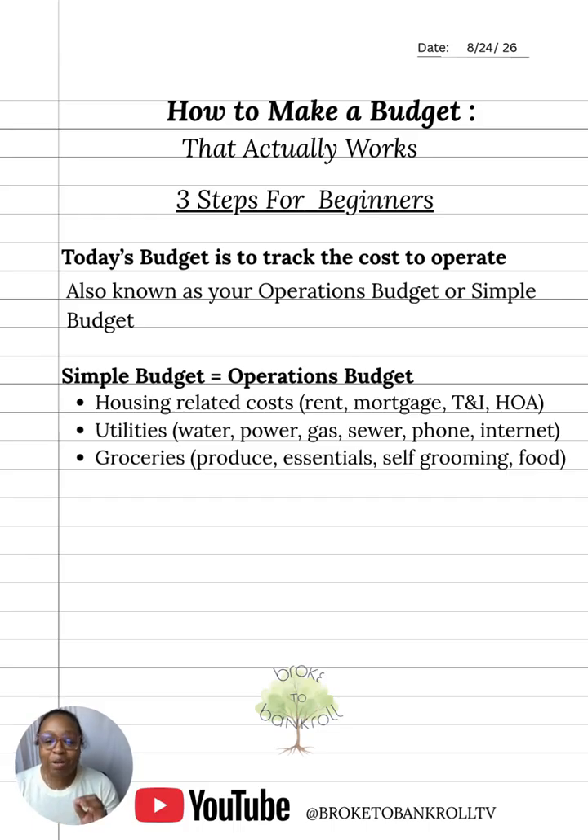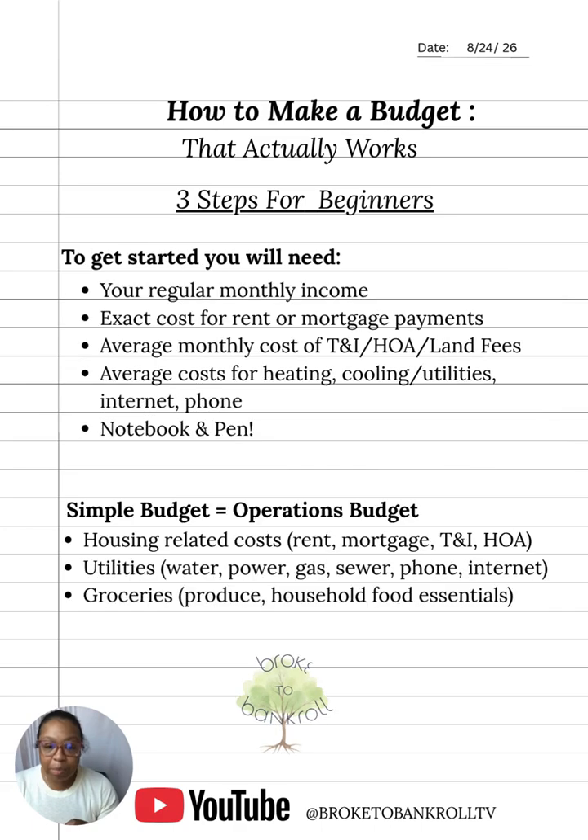All right. So now we know exactly what we're doing. We know the type of budget that we're doing. So now I'm going to tell you exactly what you need to get started. And it's so simple. First thing you want to do, first and foremost, is have an idea in your mind what your regular monthly income is.